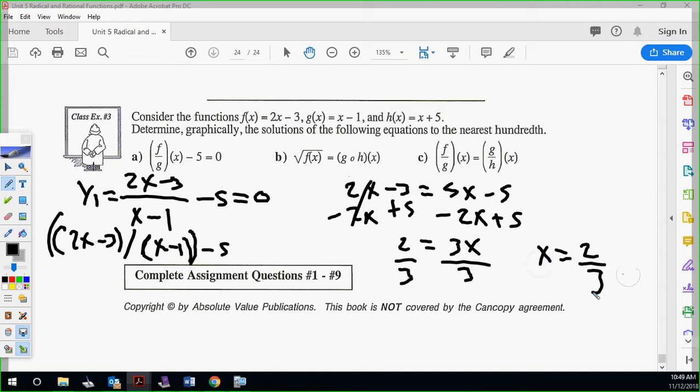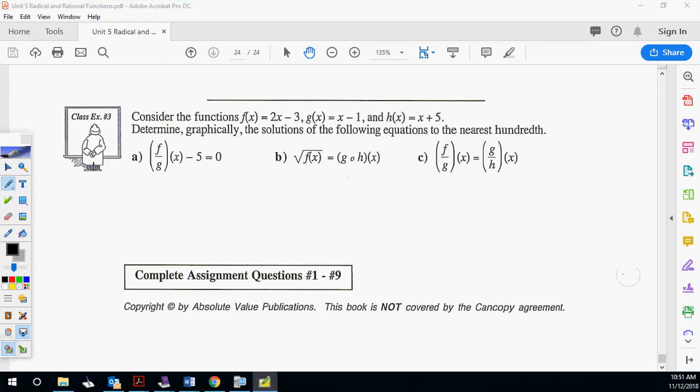So if you're doing your calculator, you should get the 0.666 or 0.67. Solving algebraically, I got 2/3. Okay. Any questions? Okay, I'm going to get rid of this and do b now with you.